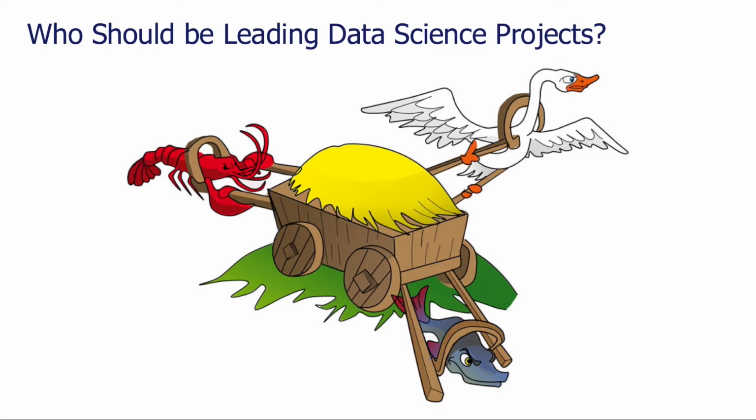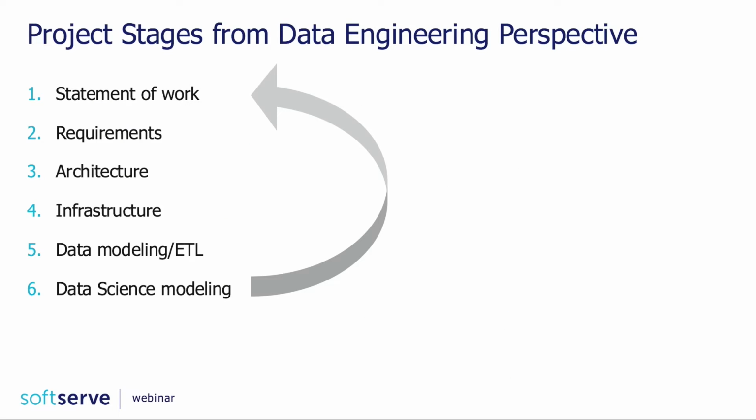To answer this question, we really need to take a look at the stages of projects in the data science world. One of the best ways to describe these stages is the CRISP-DM model, which was created specifically for data science projects. It includes a couple of stages, from statement of work to architecture, infrastructure design, implementation, and data science modeling. Data science work itself is one of the latest steps in this process.